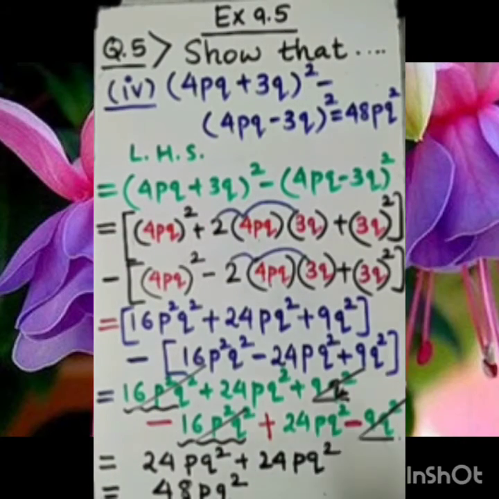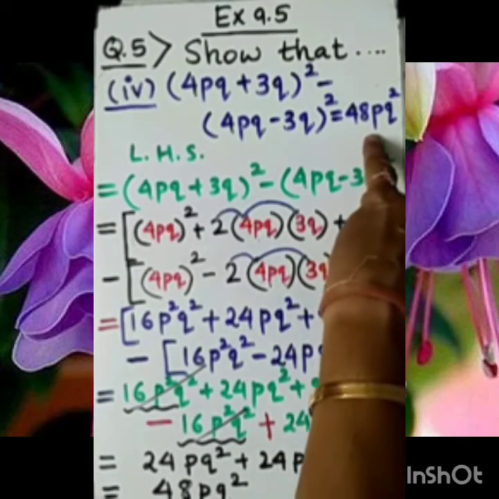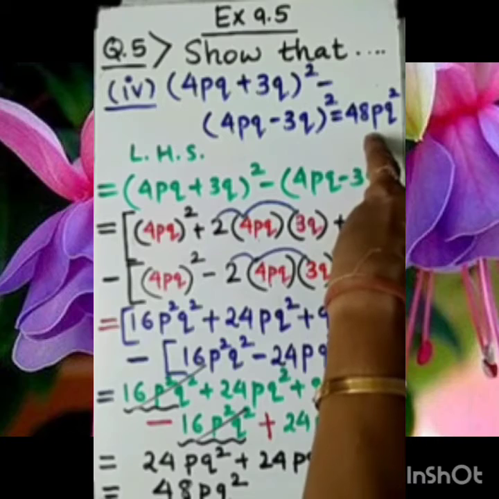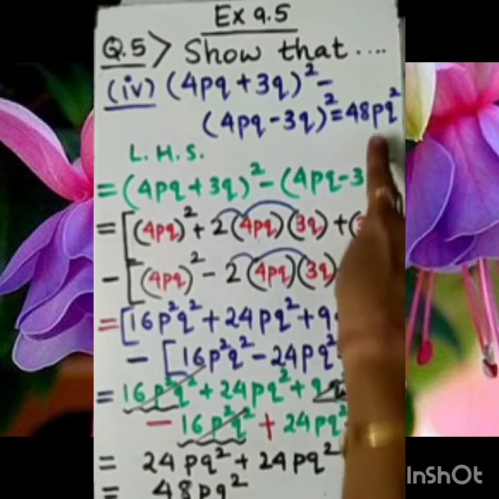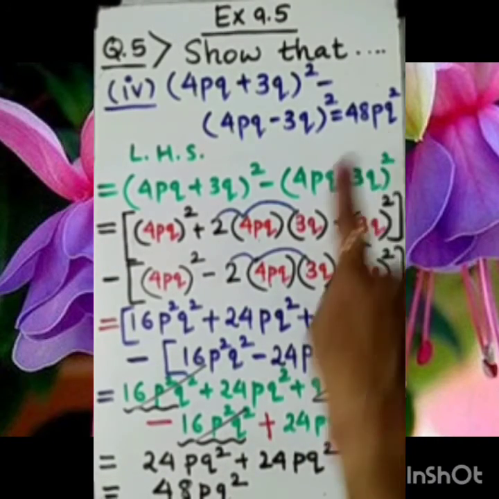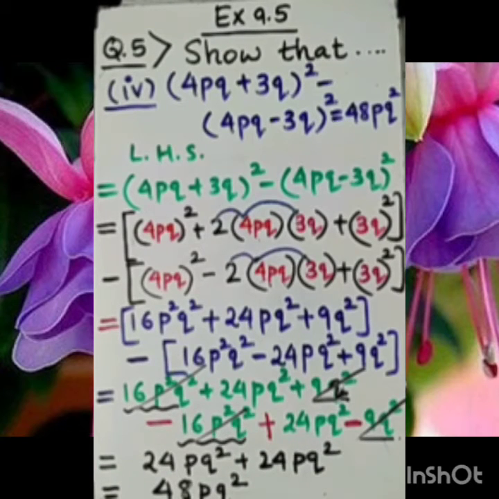But if we look at the RHS portion which we have to compare, the answer is coming similar. You can compare, the answer is coming similar. So only after the simplification of LHS, we are able to find the answer which is equal to RHS.